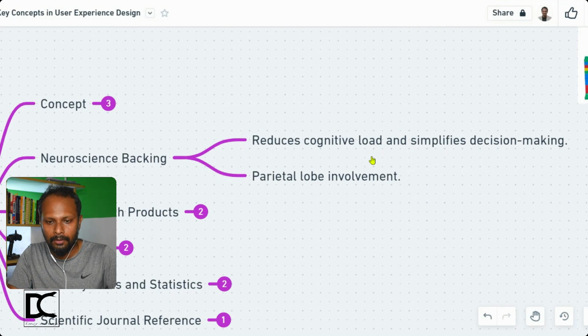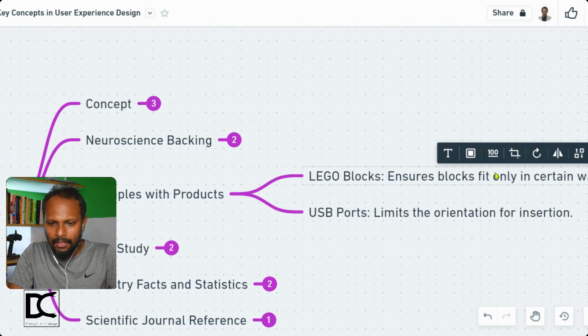Why is it very important? See, when you have a constraint in your design, it reduces your cognitive load. It simplifies your decision making. You will have a very clear decision action to be taken in a short span of time so that the error is reduced. That's the direct background behind it. The parietal lobe is involved in doing this. Because in our brain, if you confuse the user with a lot of interactions, they tend to make errors. Can I give you some examples?